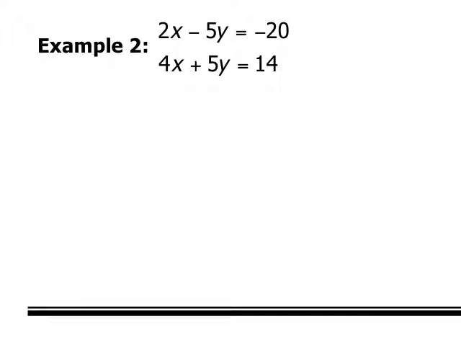Okay, so again, I look at example 2. My x's will not eliminate. My y's will eliminate, negative 5y and 5y. So I'm ready to just add straight down. These are going to eliminate, so I have 2x plus 4x is 6x. Bring down my equal sign. Negative 20 plus 14 leaves me with negative 6.